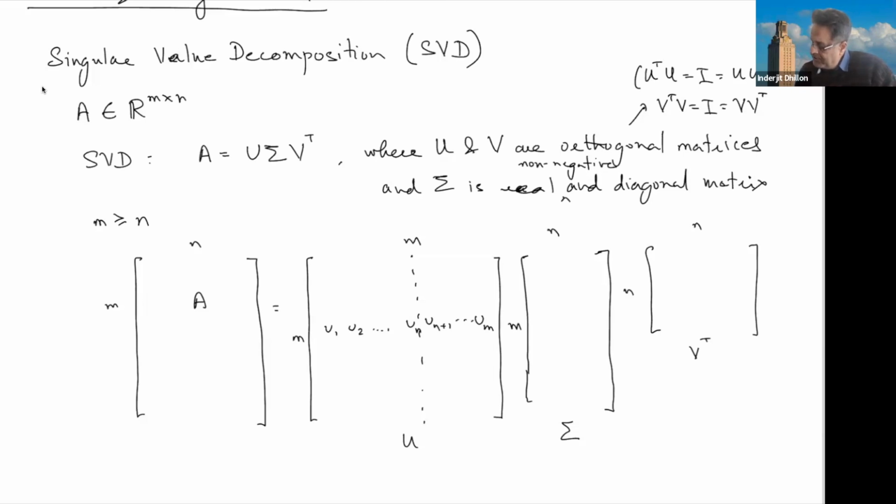And so the matrix capital sigma has these little sigmas, sigma 1, sigma 2, up to sigma n, on the diagonal. These other values are zeros, and so are these values. So it's a diagonal matrix. And then I have V1 transpose, V2 transpose, up to Vn transpose. These are the rows of V transpose, or the columns of V.